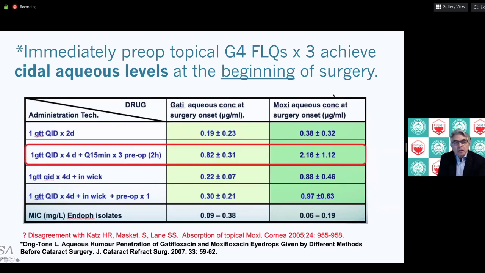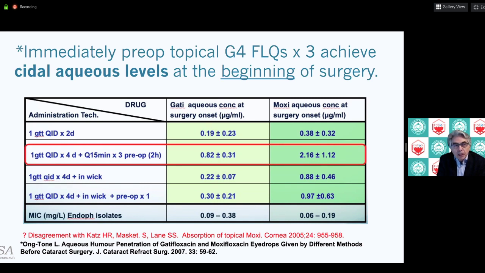The first thing is that a lot of places use preoperative topical antibiotics for a few days. A study was done by Ong Tone from Saskatchewan a number of years ago, and has now been replicated by about six more studies, and showed that the only time you get a high enough concentration, shown in the red circle there, is when you actually give the drops immediately preoperatively.